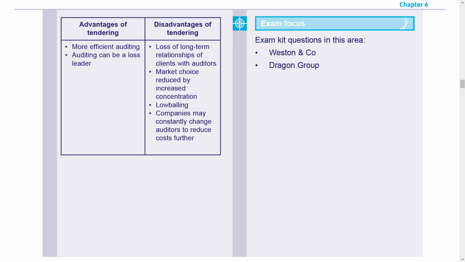Then auditing can be a loss leader. What do you mean by loss leader? You can set it at a low fee, because the higher the competition, the fees will reduce. You know that. Disadvantages of tendering.